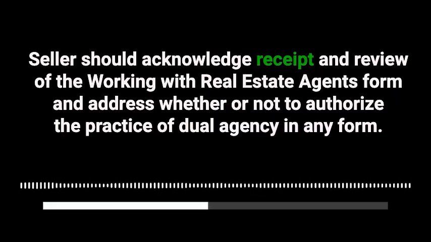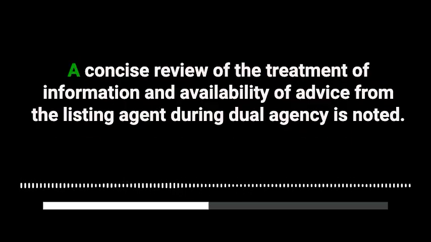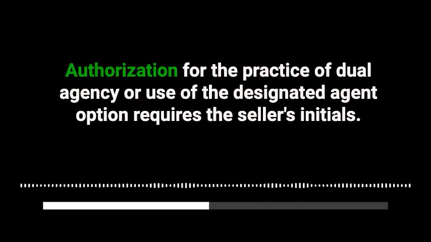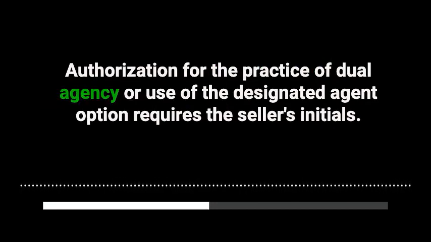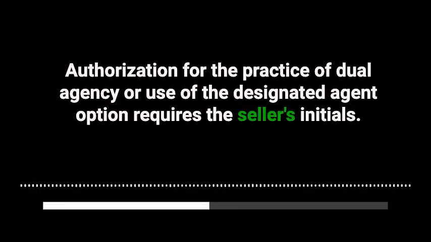Seller should acknowledge receipt and review of the working with real estate agents form and address whether or not to authorize the practice of dual agency in any form. A concise review of the treatment of information and availability of advice from the listing agent during dual agency is noted. Authorization for the practice of dual agency or use of the designated agent option requires the seller's initials.